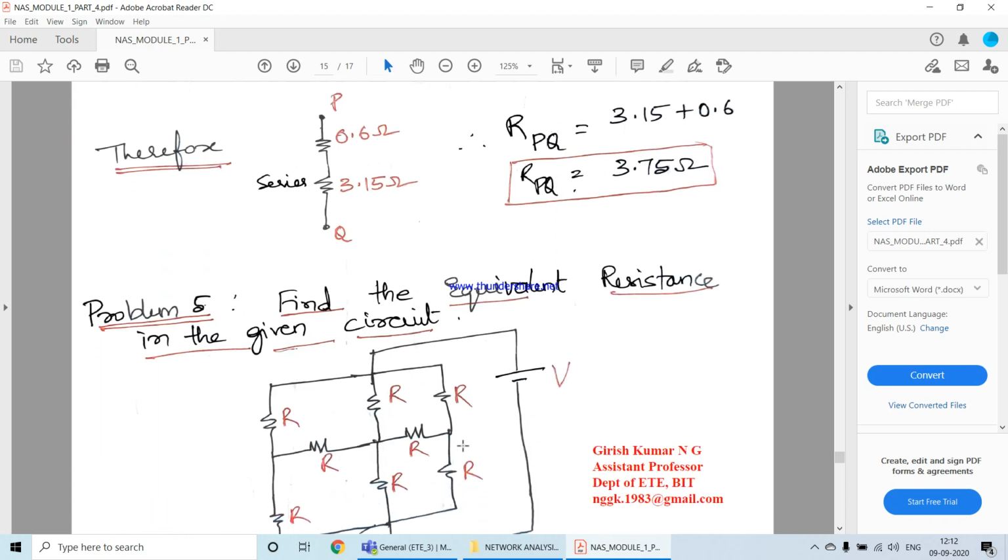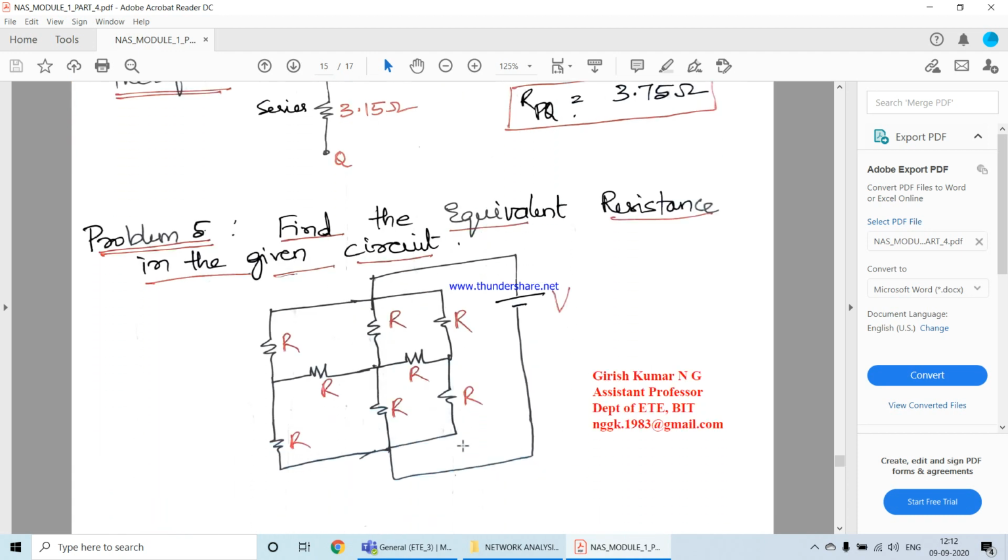Okay, coming to problem 5. Find the equivalent resistance in the given circuit. You need to find out what is the equivalent resistance in the given circuit. So here the value of the resistance is all R, and voltage V is applied. So you need to see how this particular problem can be solved.